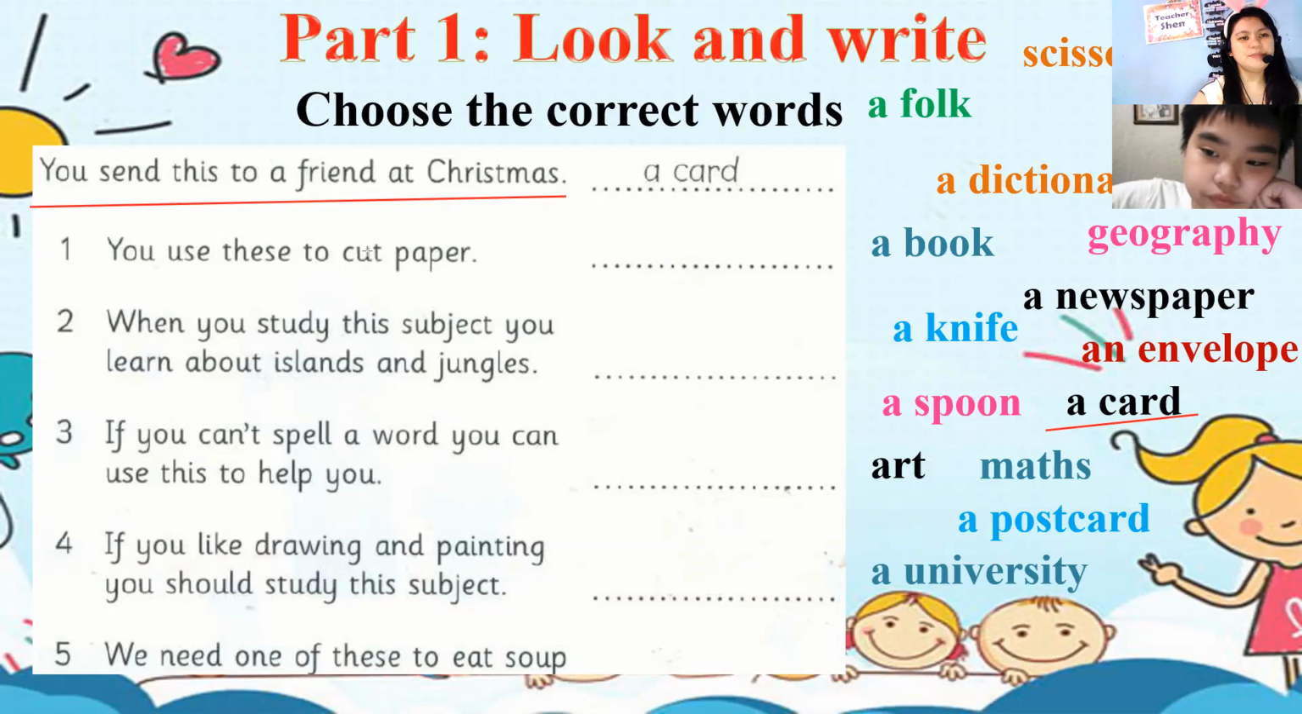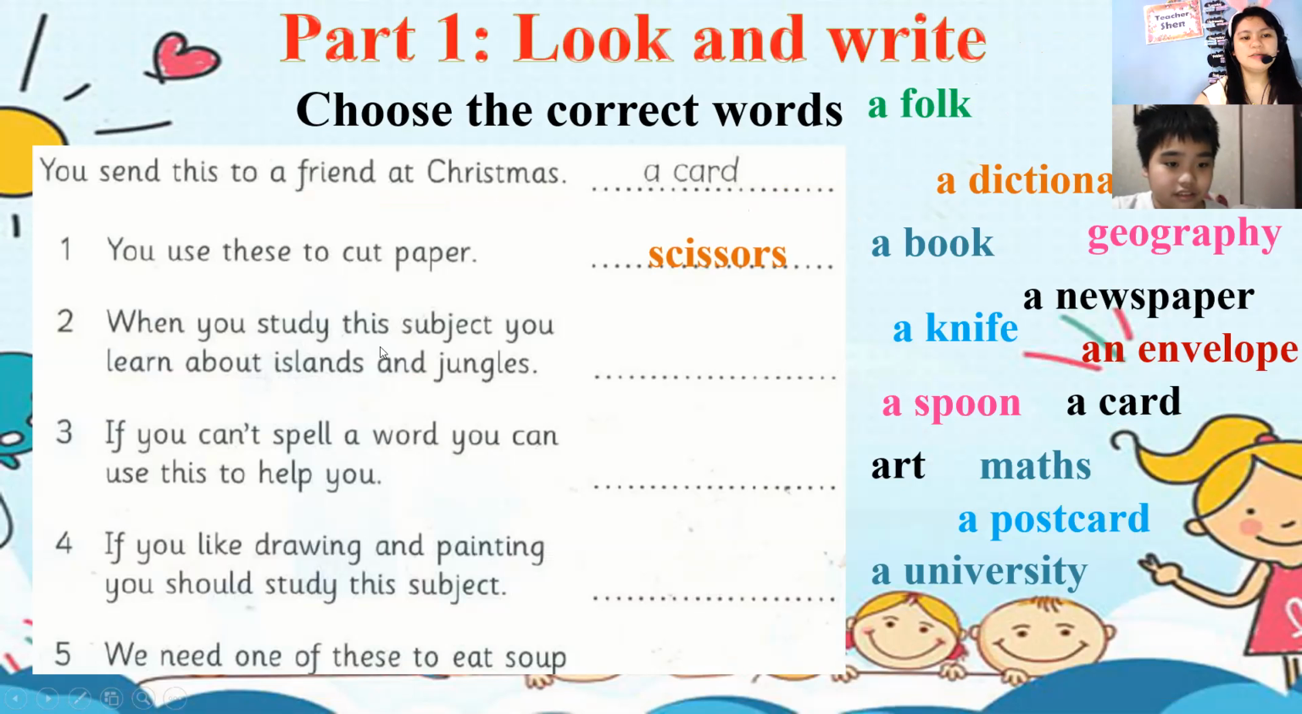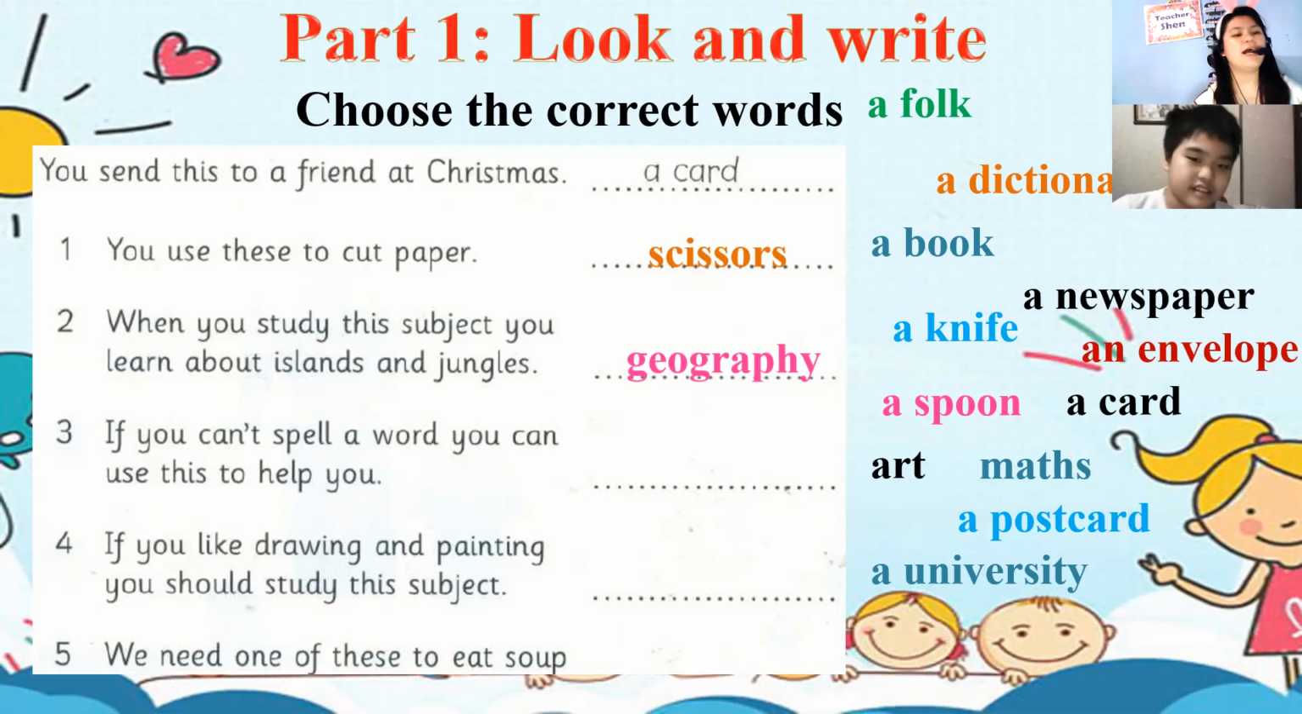Now, number one, you use this to cut paper. What is it? It's read as scissors. Yeah, that's scissors. Okay. Now, what about number two? When you study this subject, you learn about islands and jungles. What is that? Geography. Okay. Now, if you can't spell a word, you can use this to help you. What is that? A dictionary. Okay, good job.